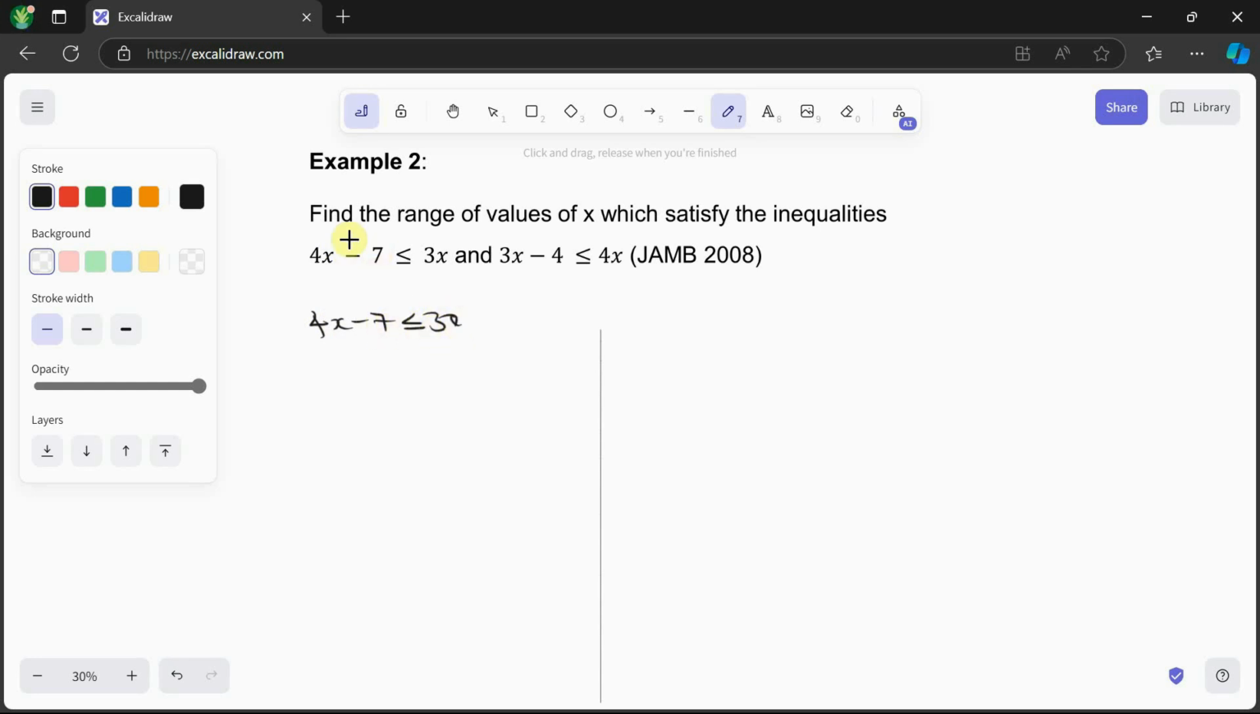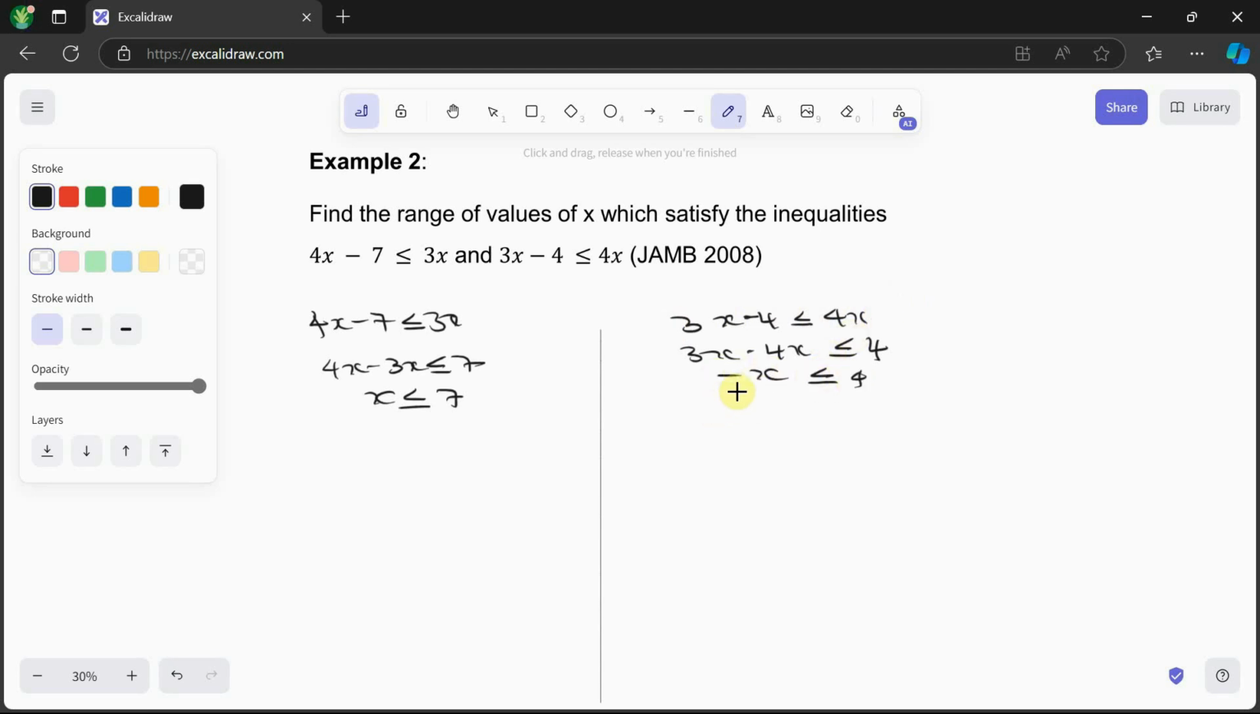So we're saying 4x minus 7 is less than or equal to 3x. Let me solve this part first. I'll isolate all the x's to one side, so that'll be 4x minus 3x is less than or equal to 7. So our x is less than or equal to 7. Then for this other one, 3x minus 4 is less than or equal to 4x. Let me take it over to one side, so that'll be 3x minus 4x is less than or equal to 4. Carrying over like terms, minus x is less than or equal to 4.